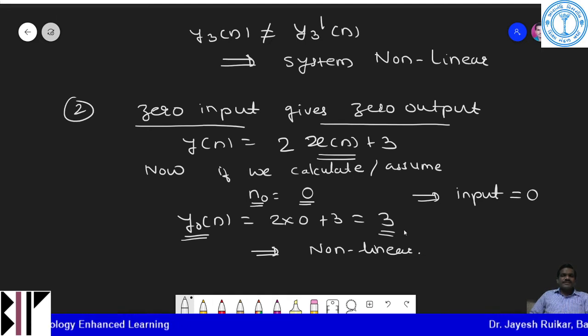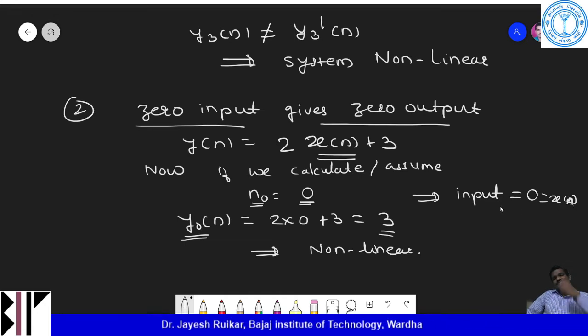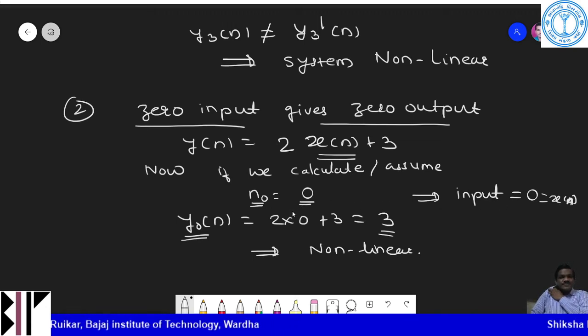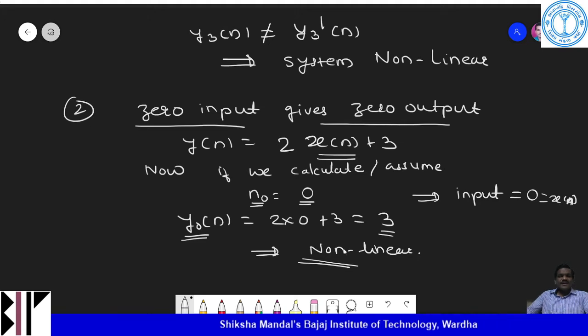And this implies that the system is non-linear. So we have given input 0, which is x of n is equals to 0 at a particular instance, that is n is equals to 0. So y0 we have calculated, and y0 of n is equals to 3. So we are calling the system a non-linear system.